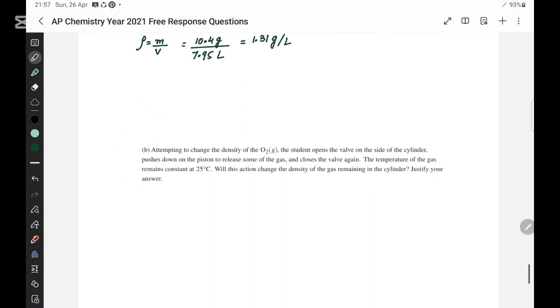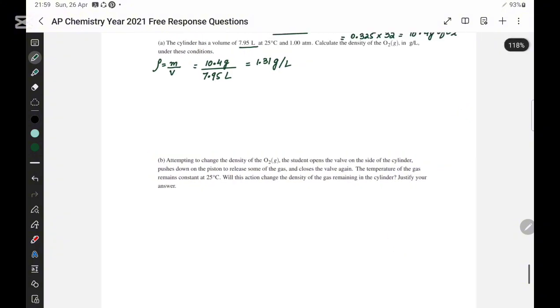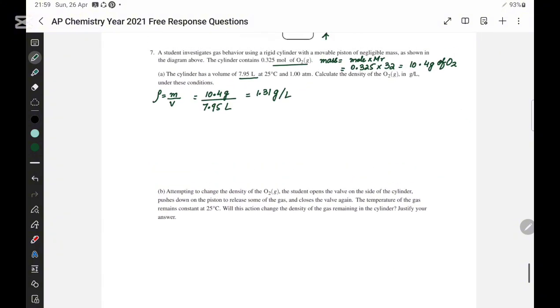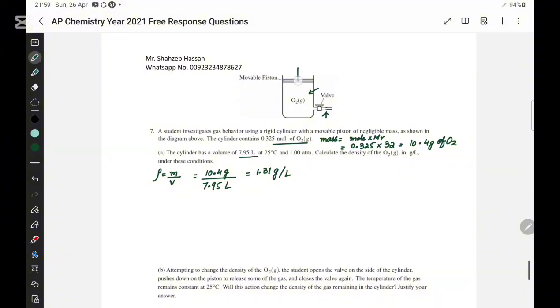Moving towards the next question: attempting to change the density of O2, the student opens the valve on the side of the cylinder, pushes down on the piston to release some of the gas, and closes the valve again. Temperature remains constant. Will this action change the density of the gas remaining in the cylinder? First of all, he is pushing the piston downwards, that means volume decreases. And he is also opening the valve, so mass also decreases.